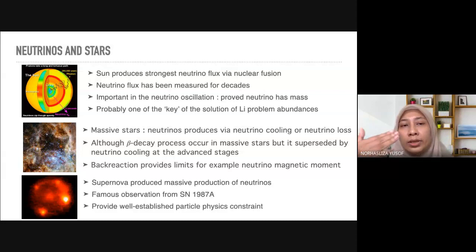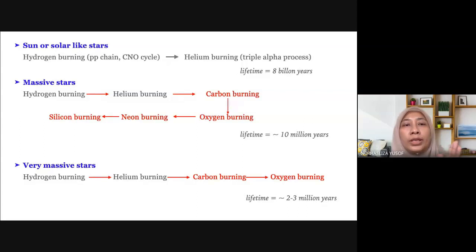Okay, so I move on to the process of the nuclear reaction itself. For a low-mass star, for example the Sun, we only have two types of burning stage. First, we have hydrogen burning, where protons fuse to produce neutrons and also helium and carbon. Although a solar-like star like the Sun has only two processes, the lifetime is longer. It needs around 8 billion years to transform hydrogen fully into helium. But for a massive star, we have several burning stages.